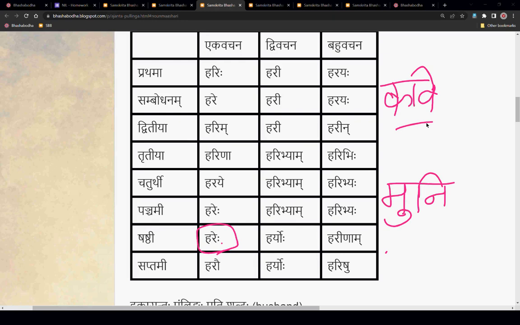Similarly, if a chair belongs to Muni, how are we going to say chair? Asandaha. Muneha asandaha. If I want to ask the question whose, then I ask Kasya. Kasya Pustakam. Kasya asandaha. Munehe asandaha.